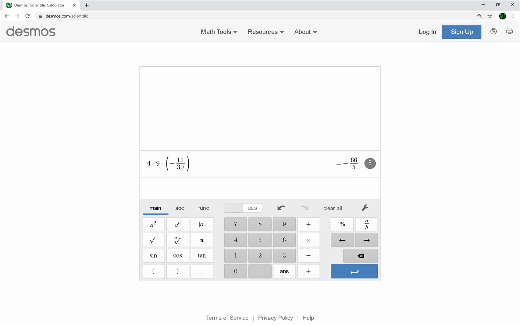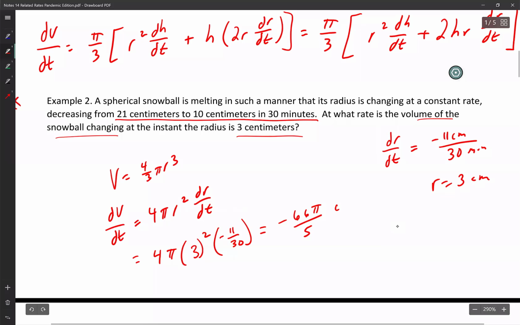And I need units. Oh, sorry guys. This time the class let me know that you guys couldn't see it. Negative 66 pi over 5, and I need units. Cubic centimeters per minute.